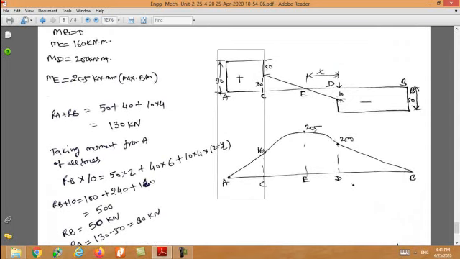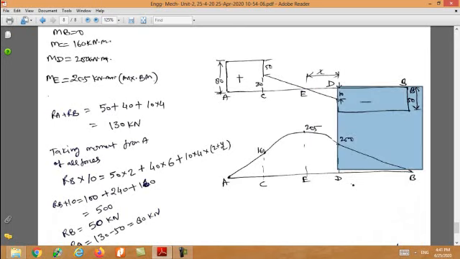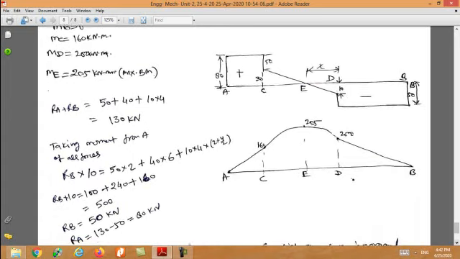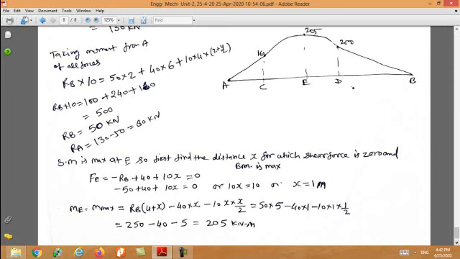For this part, the shear force is horizontal and the bending moment is inclined. For this part, the shear force is inclined, then the bending moment is curved. For this part, the shear force is horizontal and the bending moment is inclined. Okay, so these are some problems which are solved by these methods.